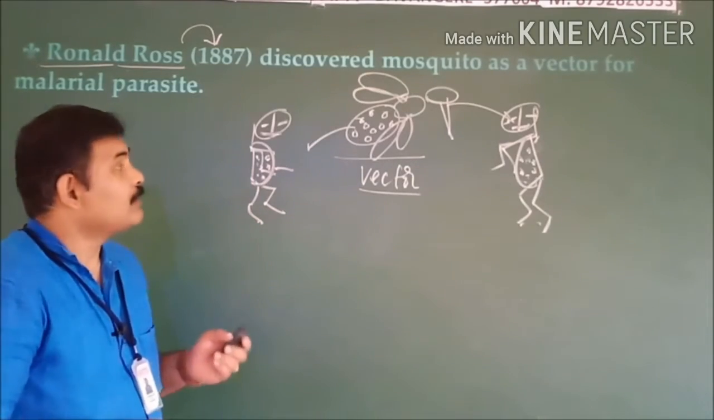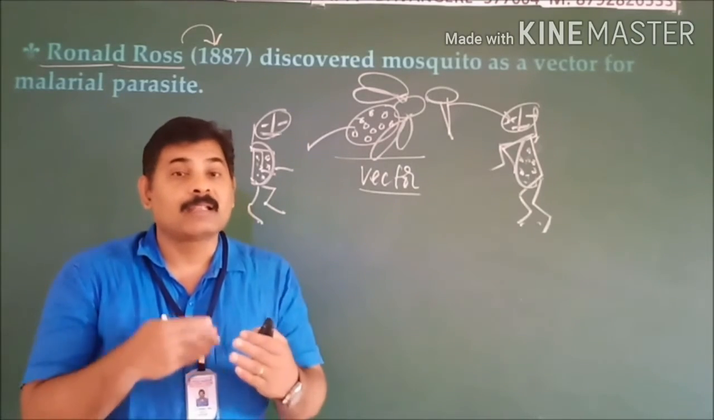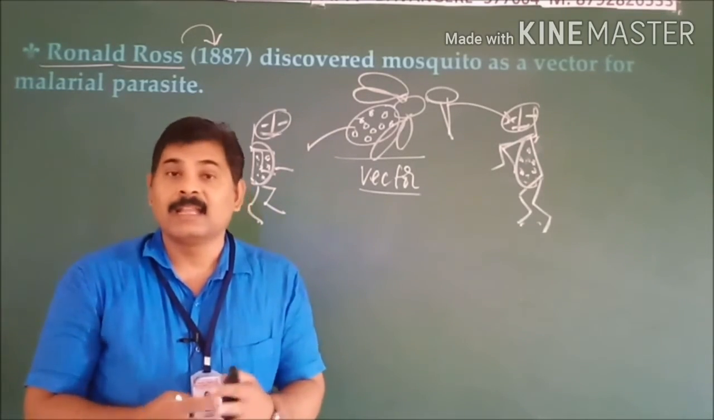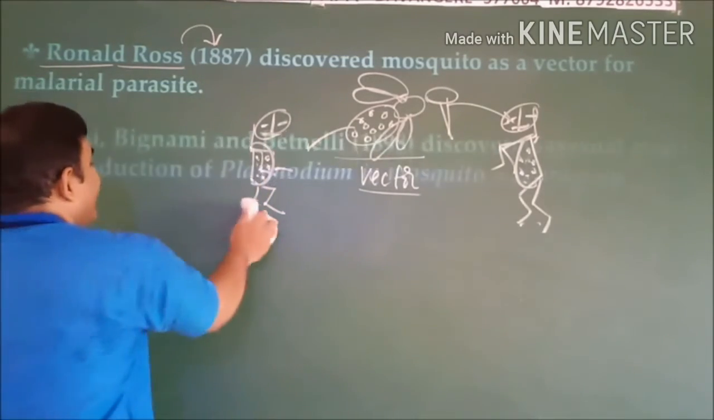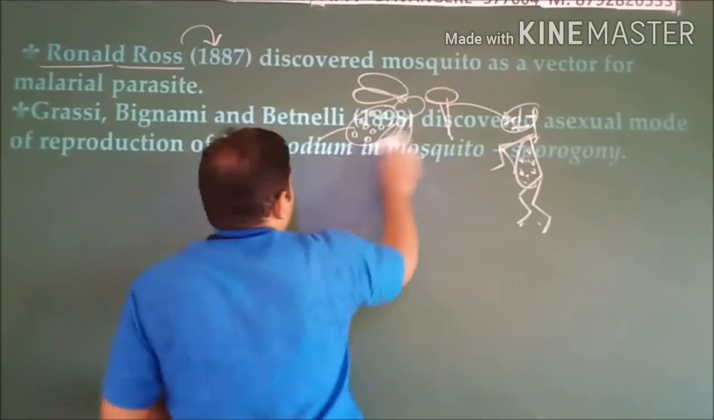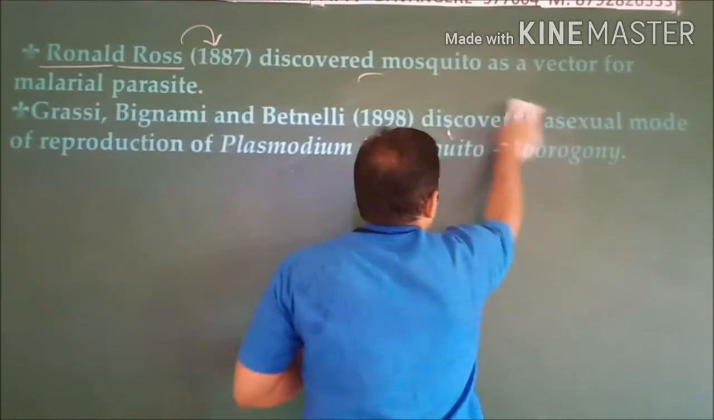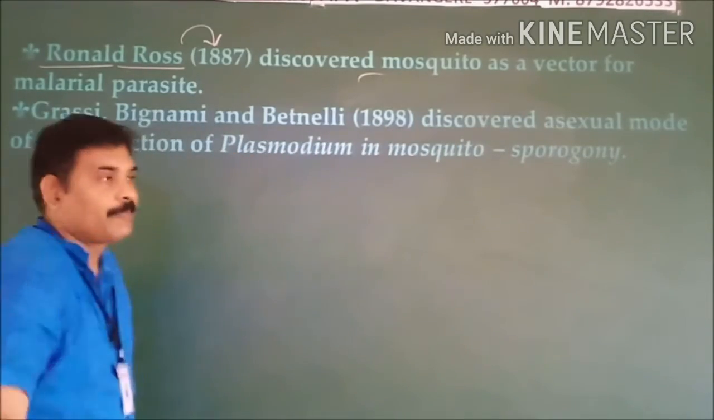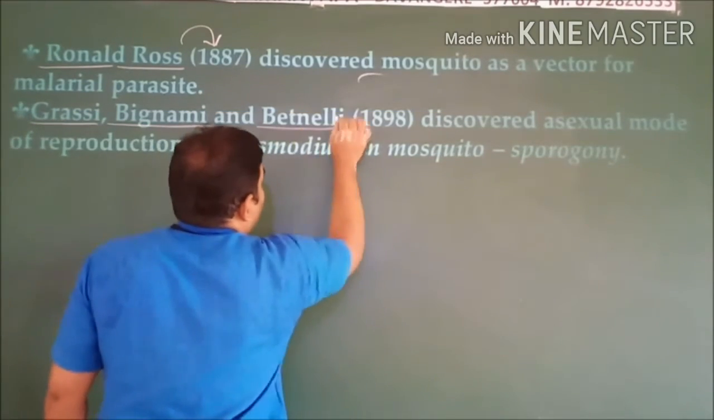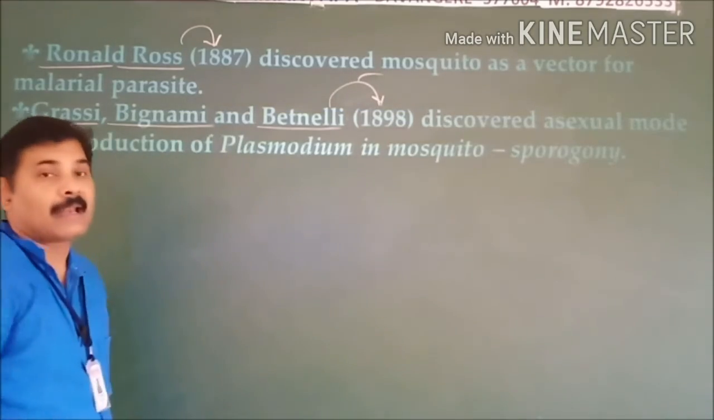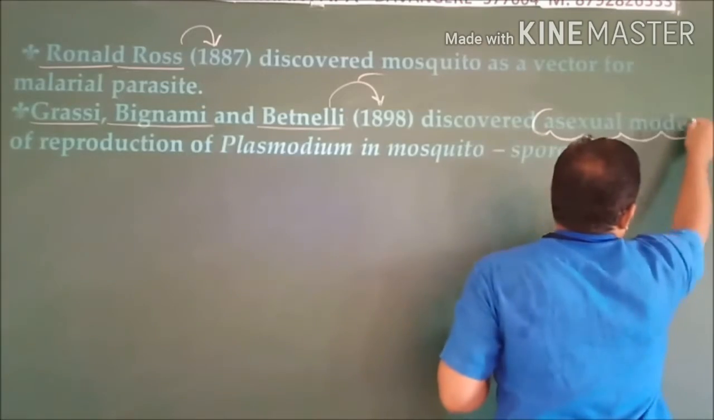Next, three scientists discovered another important asexual cycle of the parasite that takes place in the mosquito. The three scientists are Grassi, Bignami, and Bastianelli. In the year 1898, they discovered the asexual mode of reproduction.